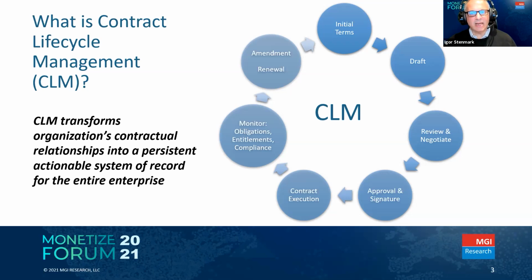In our view, CLM as a capability can help companies transform their contractual relationships into what would be a persistent and actionable system of record for the entire enterprise, akin to what ERP has become for financial information. So think about it not just in terms of, oh, I'm going to invest into this and automate Office of Legal Counsel and they'll be very happy with us. That's important, but that's not the only reason why you should be paying attention to CLM. Because contracts, especially in a B2B setting, contain a wealth of information, but the rest of the enterprise needs to have access to.